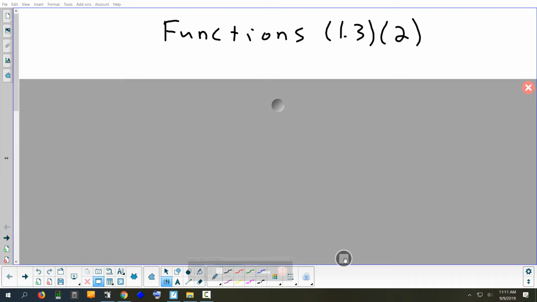All right, so this week we're going to start off finishing section 1.3. If you remember, we ended 1.3 talking about the vertical line test. It tells you if something is a function or not. I think that was it. It was the very last thing we had talked about.